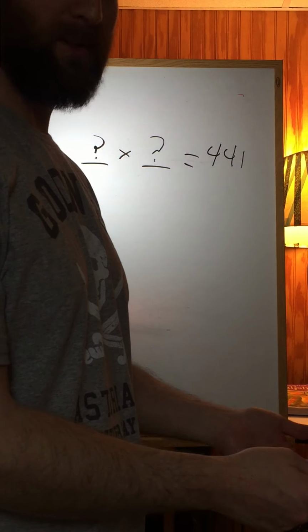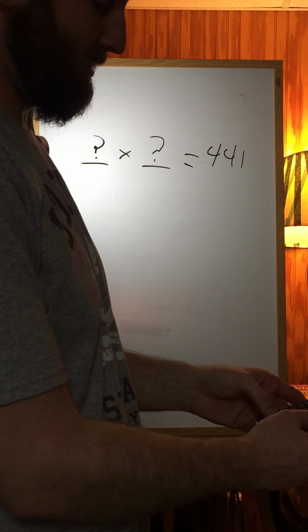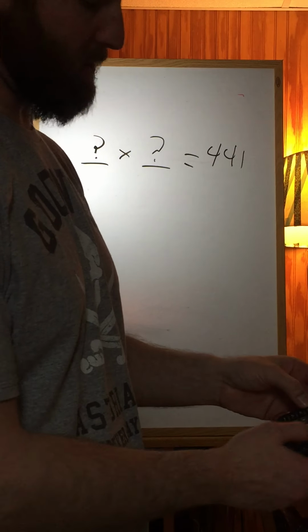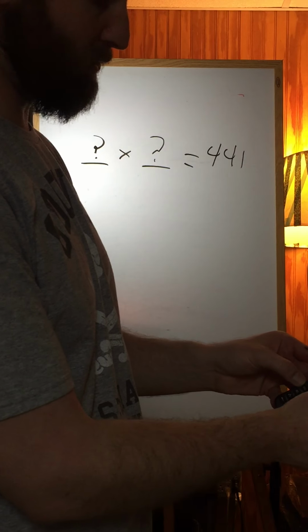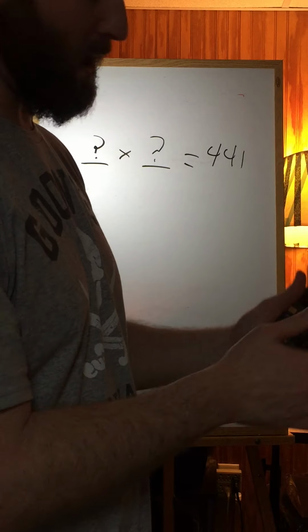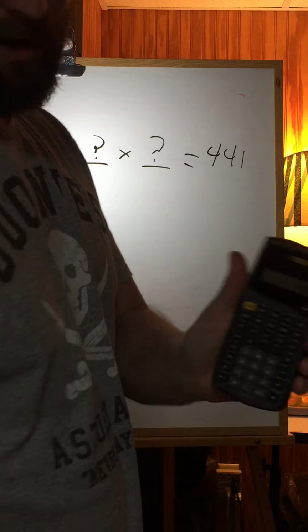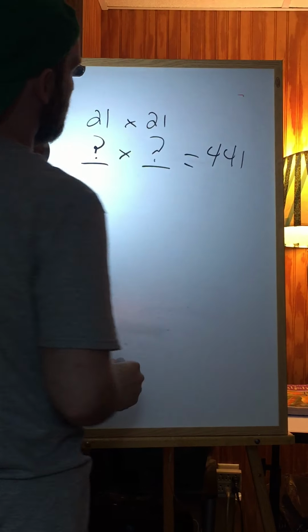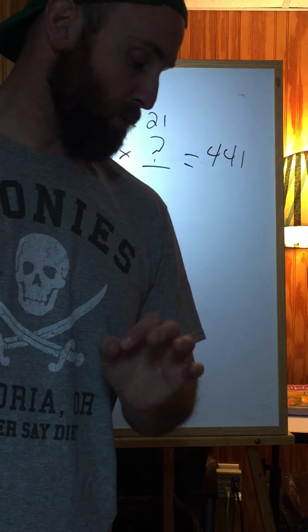Now, we all know 1 times 1 is 1, 2 times 2 is 4. Let's start a bigger number like 10 times 10. 10 times 10 is 100. We got to go a lot bigger. So let's double that. Let's go 20 times 20. 400. We're getting close. Let's try another one. Let's just go one by one now. Let's go 21 times 21. There we go. 441. So 21 times 21 equals 441.